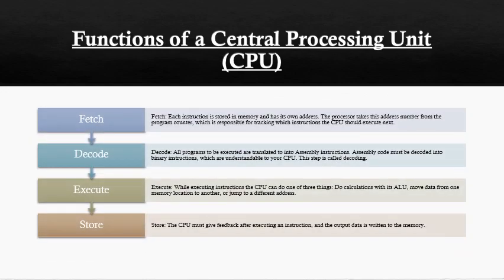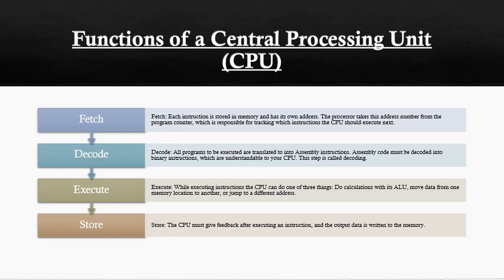Functions of a central processing unit. The first step is fetch. Each instruction is stored in memory and has its own address. The processor takes this address number from the program counter, which is responsible for tracking which instructions the CPU should execute next. The second step, decode.